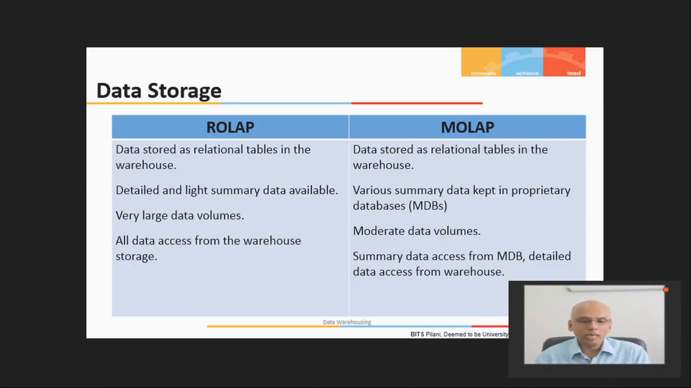In case of MOLAP, you are going to look at the relational tables from the warehouse only if you require a drill through, but the summary data is all kept in proprietary databases. The MDBs don't operate with as much data volume as the relational databases, considering one is the proprietary nature, and they have not been there for as long as the relational databases, and have not received the same level of attention.